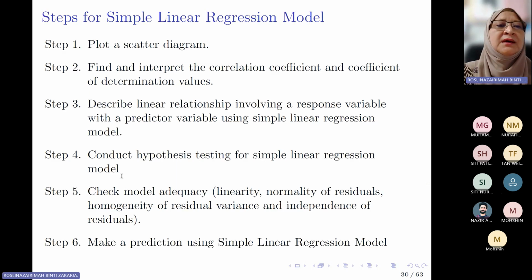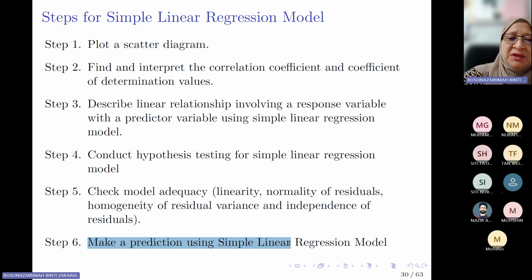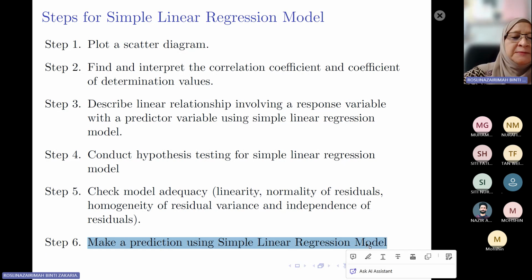Okay, and then these are the steps to model our data using a simple linear regression model. We plot, then we find the correlation and coefficient of determination, interpret, then describe the linear relationship. Then we conduct the hypothesis testing, then we check the model adequacy, then make predictions. Only then can we confirm that we can use that model to make prediction or forecasting.